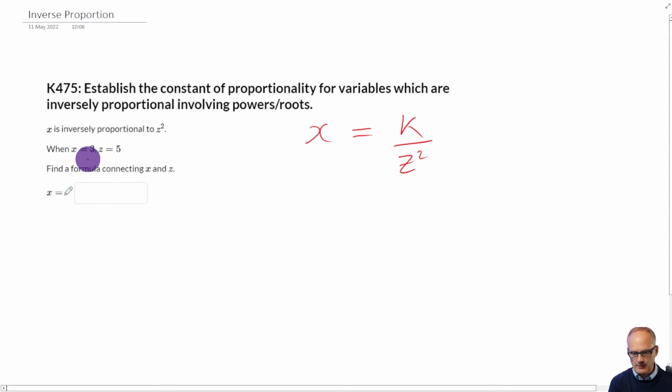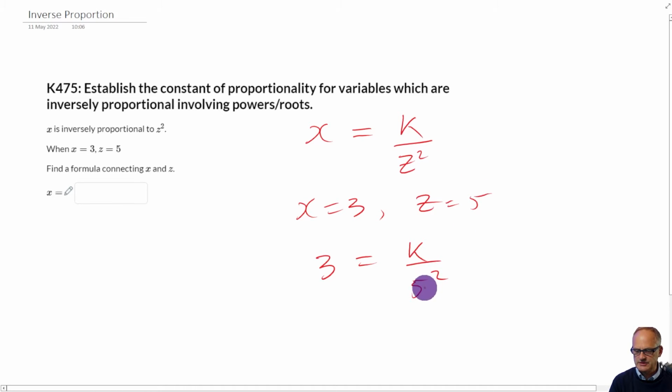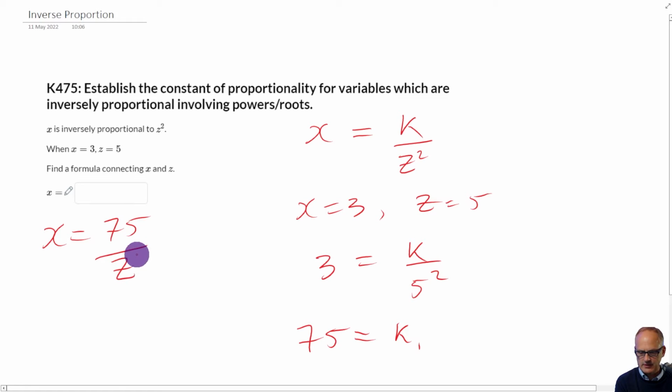All right. Now we know that x equals 3 where z equals 5. So put those in. So x equals 3, put that in there. We're looking for the constant of proportionality k, and z equals 5, so we have 5 squared, which is 25, times 3. Gives me 75 for k. So therefore, as k equals 75, I'm going to make x equal to 75 over z squared. That is my formula for this.